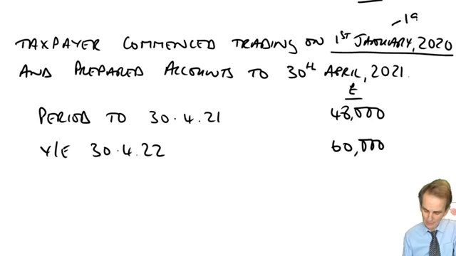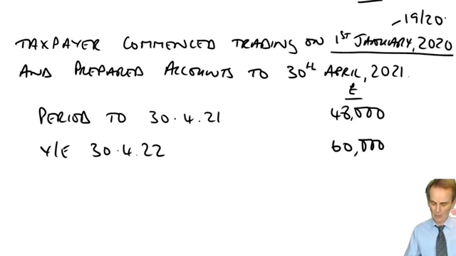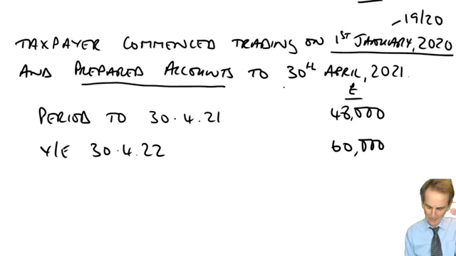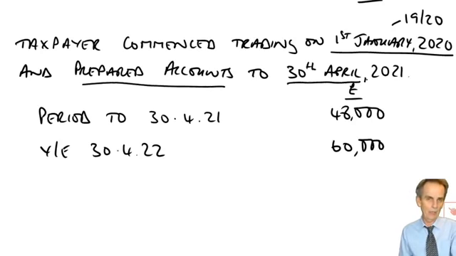It meant that our first tax year was the 1920 tax year. So, taxpayer commenced trading on the 1st of January 20, our starting point in tax years of assessment 1920. And prepared accounts now to the 30th of April. But the first 30th of April we choose to prepare accounts to is the 30th of April 2021.